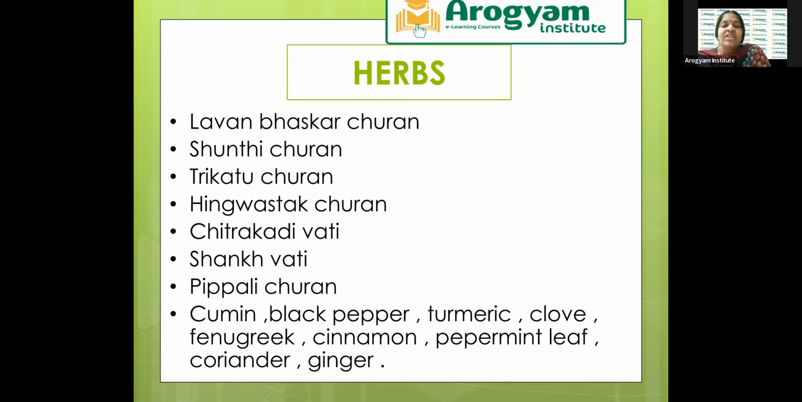And there are many herbs for our rescue and many formulations like Lavan Bhaskar Churan, Shunthi Churan, Trikatu Churan, Hingvashtak Churan, Chitrakadivati, Shankhavati, Pippali Churan, cumin, that is jeera, black pepper, turmeric, clove, fenugreek. See, cumin is jeera, black pepper is kali mirch, turmeric is haldi, clove is lavang, fenugreek is methi, cinnamon is dalchini, peppermint leaf is pudina, coriander is dhania, and then ginger. So these have to be avoided, right?